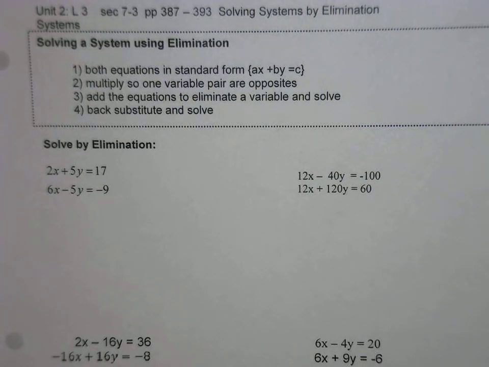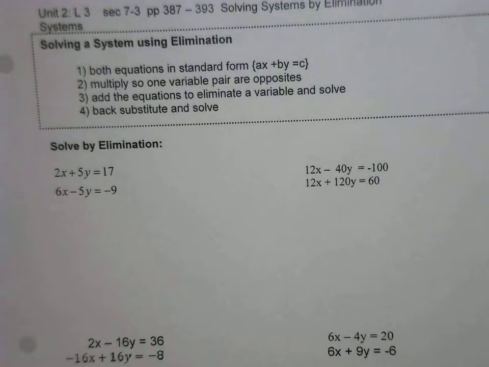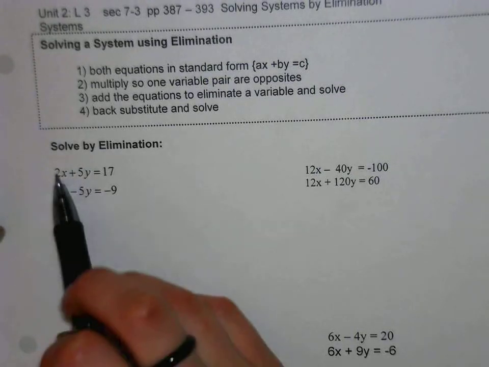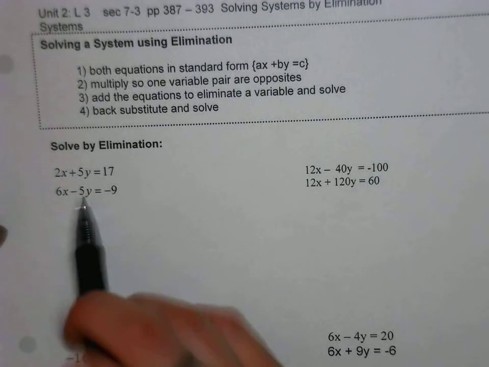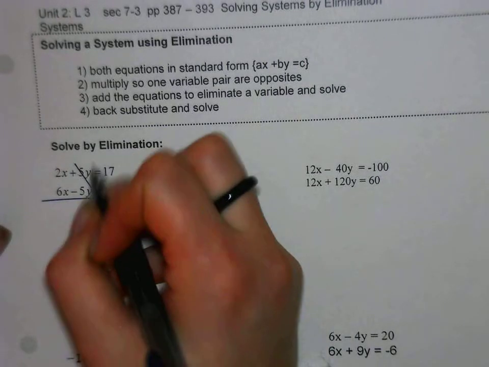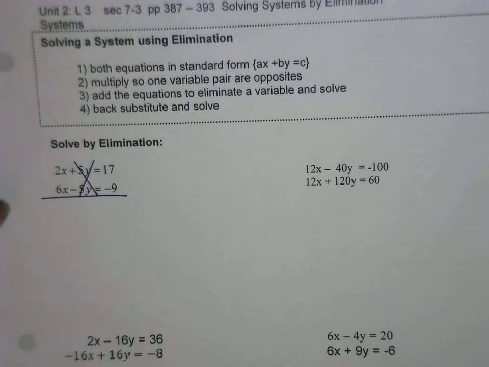Today we're going to be looking at solving systems by elimination. So let's look at our first example. First off, we want to find one variable we can eliminate, meaning they're opposites of one another. So here 2 and 6 won't cancel each other out, but 5y minus 5y will become 0. So we can eliminate our y's from this problem.